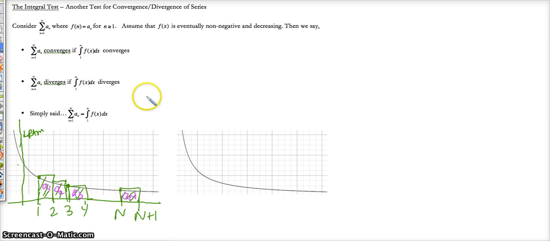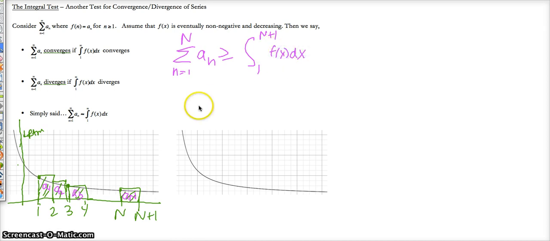Okay, so we are going to come up here and say that the sum as n equals 1 to N of a sub n is greater than or equal to the actual area, the actual value of the integral under this curve, if you will. So that's going to be from 1 to N plus 1, because that's basically saying we're just doing a finite limit there. So of f of x dx. And that's true about that one.